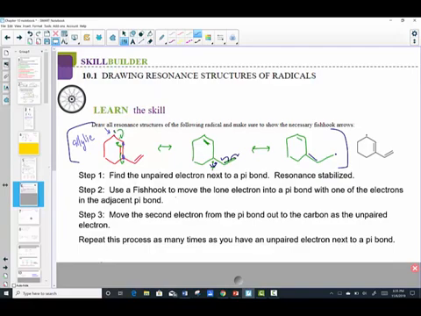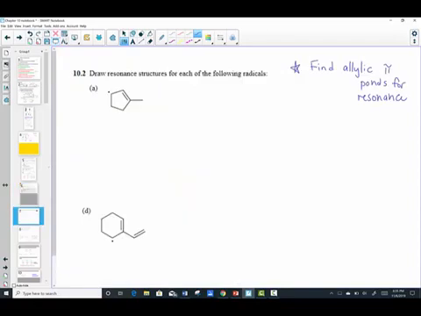You're going to see all 3 of these, this kind of structure, over and over again in homework questions. Just as a sample, this is a homework question in your Wally. It's going to say, draw resonance structures for each of the following radicals. So again, find the allylic pi bonds for resonance. That means if you see a double bond, look to see in the allylic position, that's one carbon adjacent, if you see the radical, the lone electron. And if so, it takes 3 fishhook arrows to create the resonance structure.